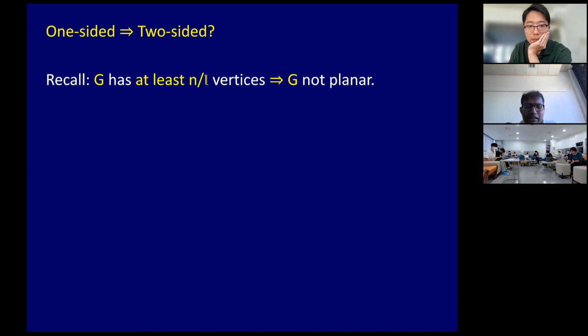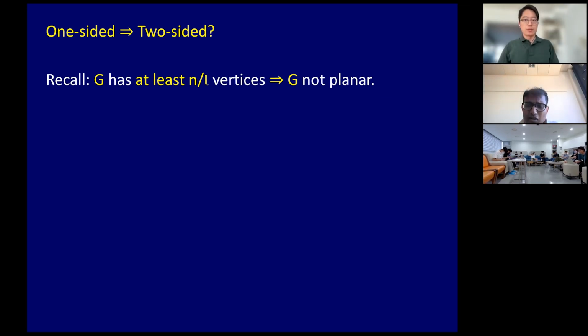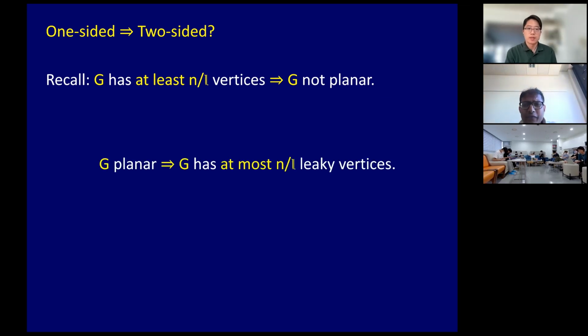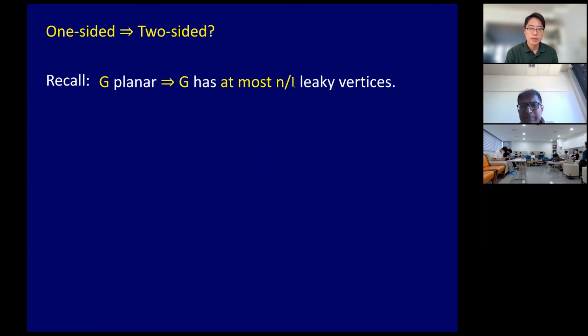Remember, we showed the following: if your graph has truckloads of leaky vertices (the word leaky is missing here), then your graph cannot possibly be planar. Let's take the contrapositive of this statement. The contrapositive would say that if your graph is planar, it cannot have too many leaky vertices. It can have at most n over L leaky vertices. Let's just record this properly.